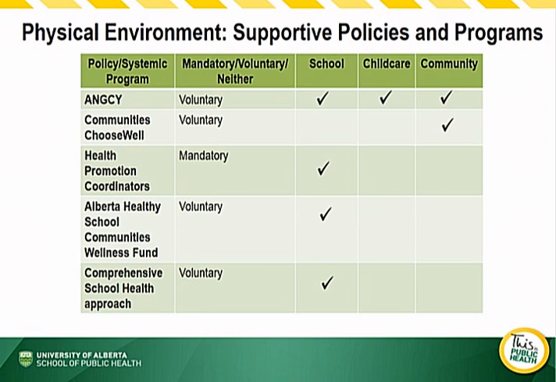And this slide lists examples of the policies or systemic programs in Alberta related to the physical food environment. And the only policy that we found that was deemed mandatory was to have health promotion coordinators assigned to schools to support comprehensive school health, while the others, like the ANGCY, were actually all voluntary. And this table also shows which setting the program or policy is applicable for. So we have schools, childcare, and community. The ANGCY was the only one that was applicable to all settings, while communities choose well, for example, only applies to the community.